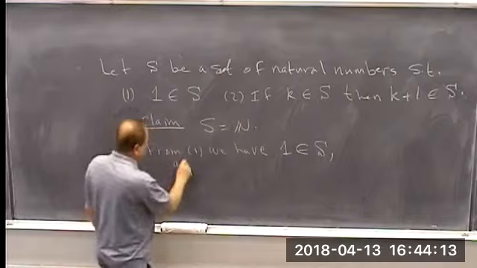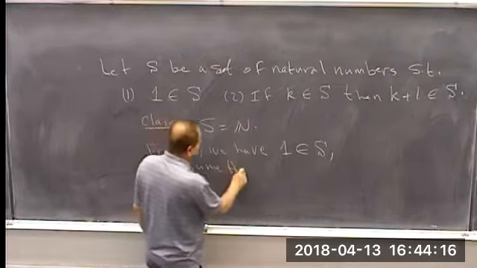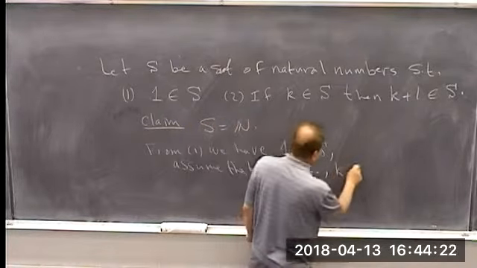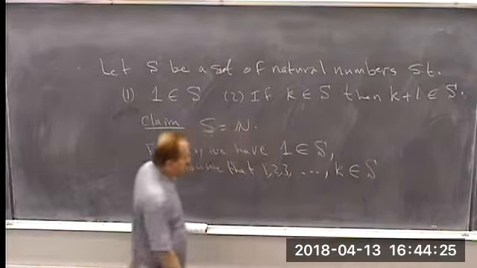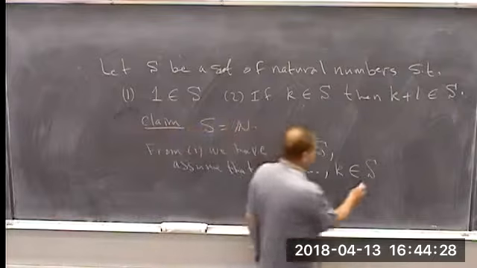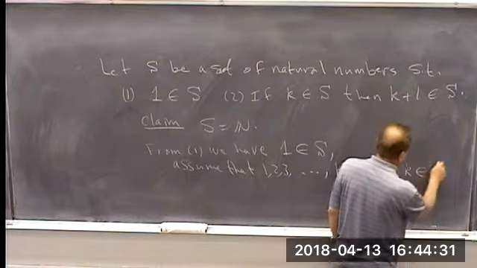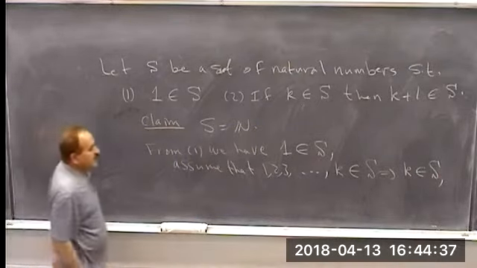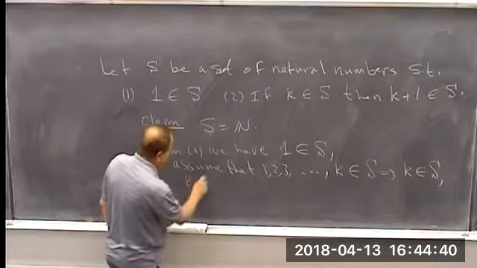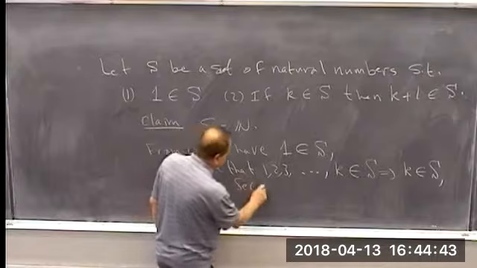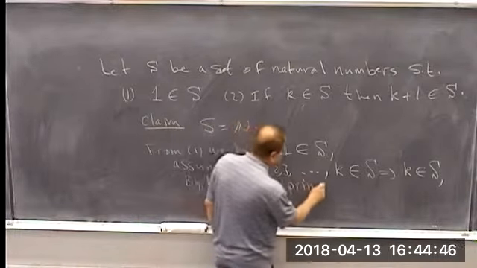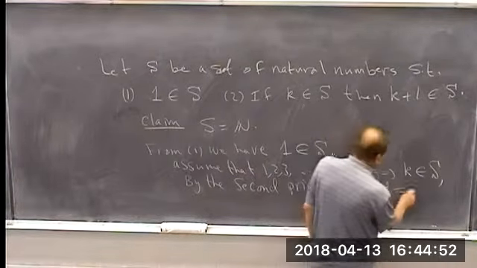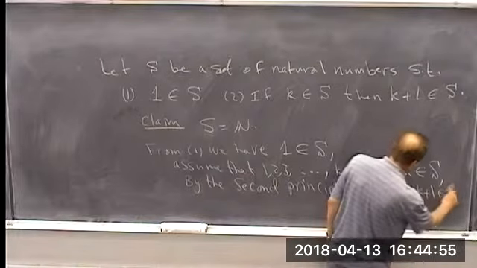Let's assume that 1, 2, 3, up to K is in S. This in itself, as ridiculous as it might look, says that K is in S. Assuming actually all of them, so K is in S. Then by the second principle of induction, this implies K plus 1 is in S.